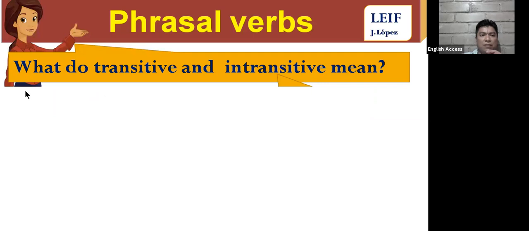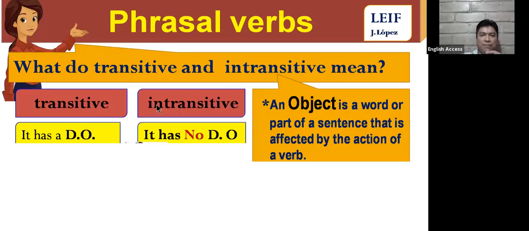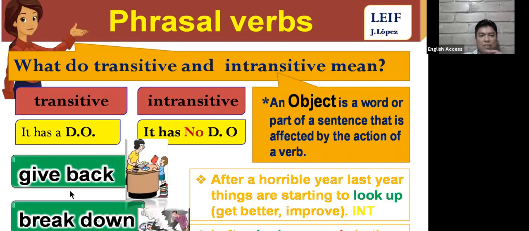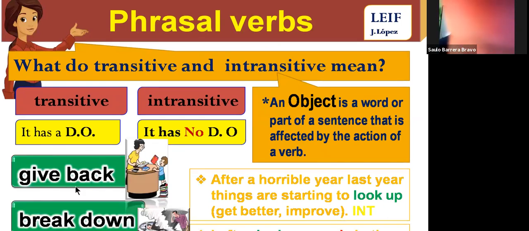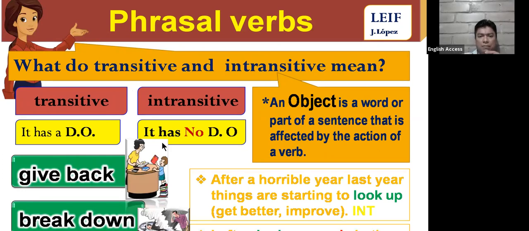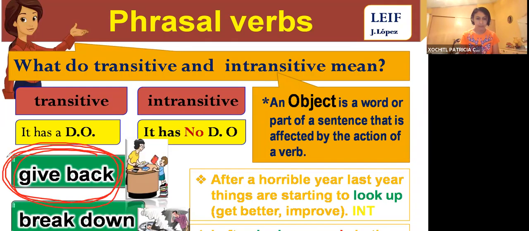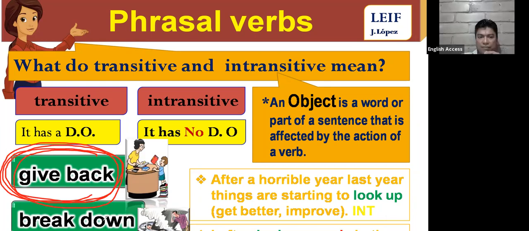In phrasal verbs, what do transitive and intransitive mean? Transitive has a direct object. Intransitive has no direct object. Give back, break down, look up. Give back needs an object, so it's transitive. Break down: the car breaks down. It has no object, but I break down the car, that has an object.